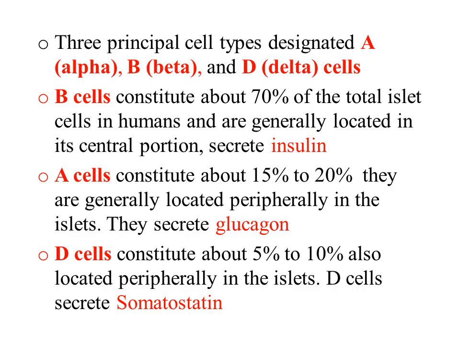And delta cells constitute about 5 to 10% and are also located peripherally in the islets of Langerhans. Delta cells secrete somatostatin, which also works on blood glucose.